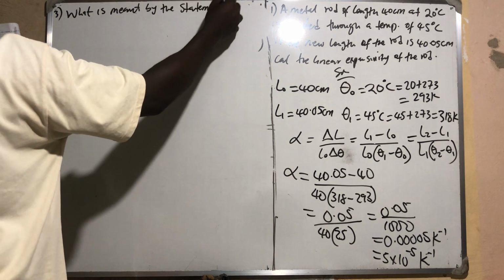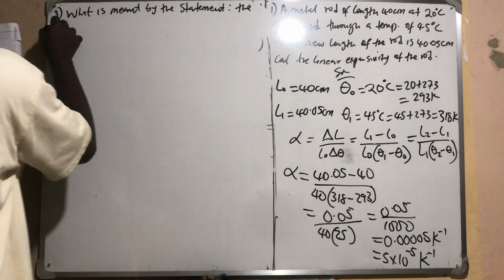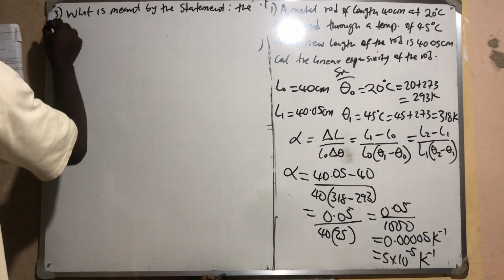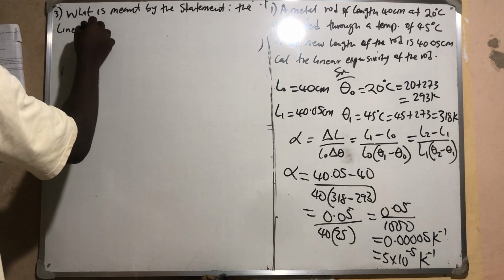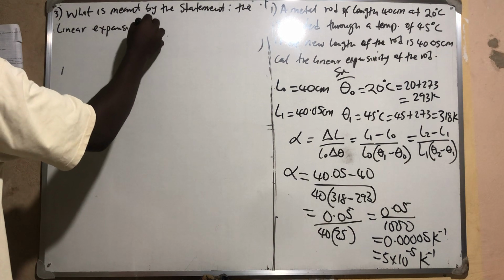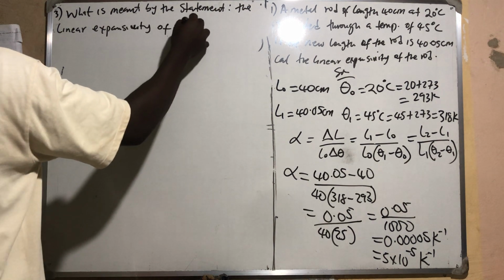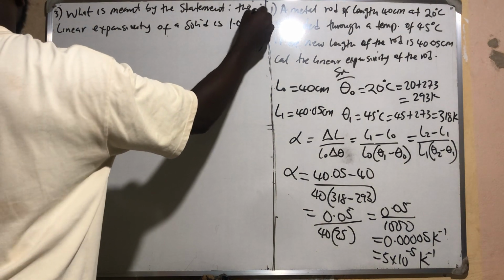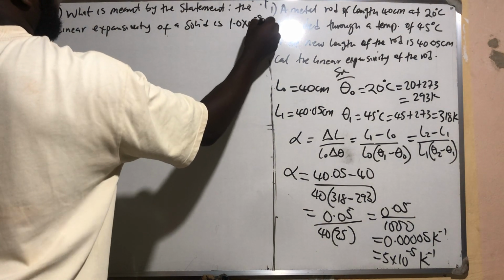What is meant by the statement: the linear expansivity of a solid is 1.0 times 10 raised to power minus 5 per Kelvin?